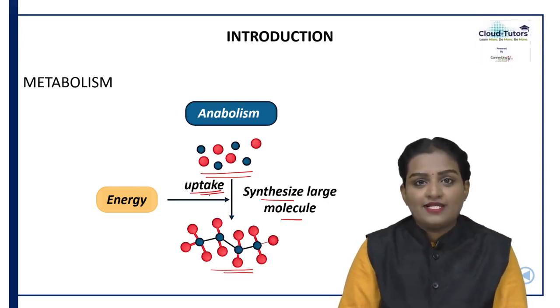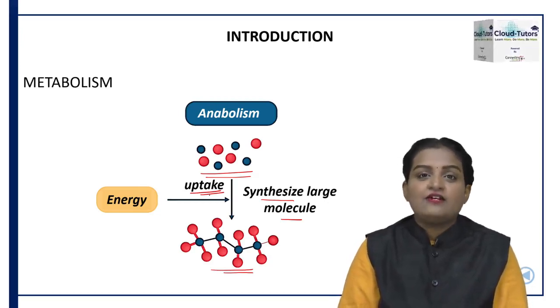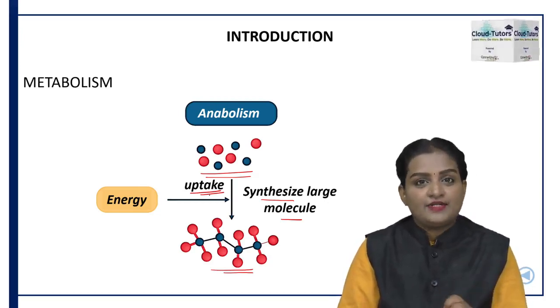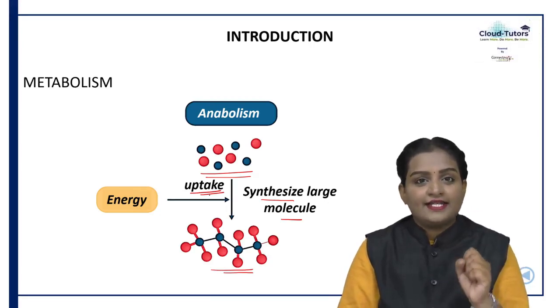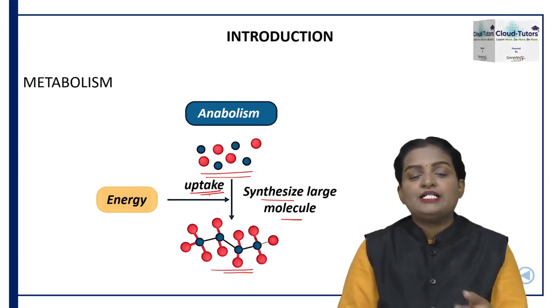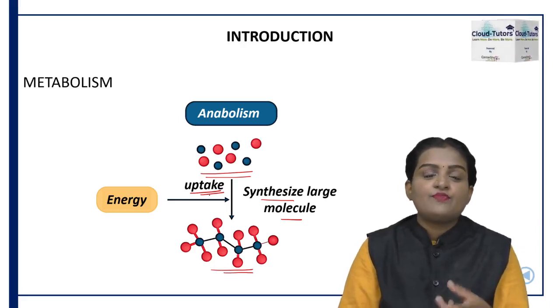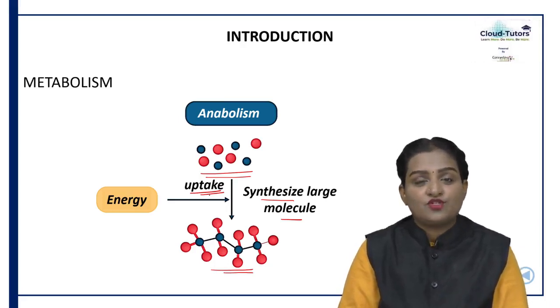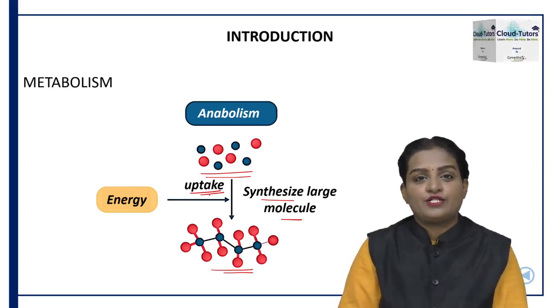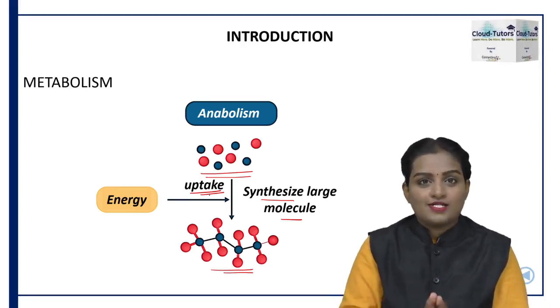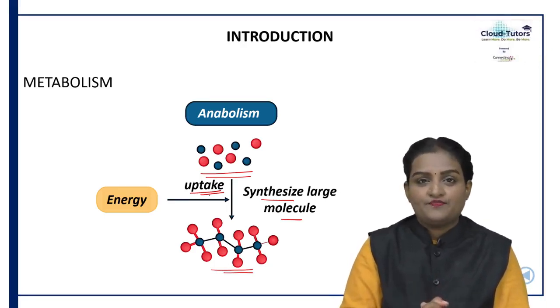An example for anabolism is photosynthesis, where smaller units like carbon dioxide and water are taken up by the plant to build glucose. An example for catabolism can be respiration, where glucose is broken down to release water and carbon dioxide.